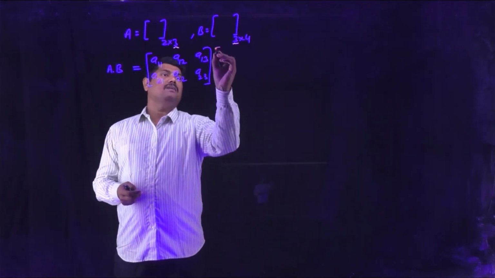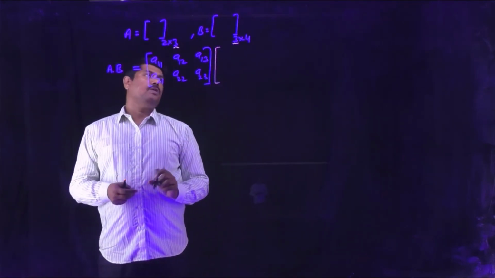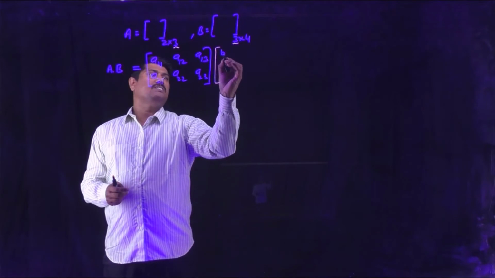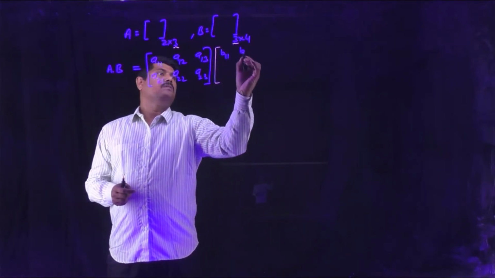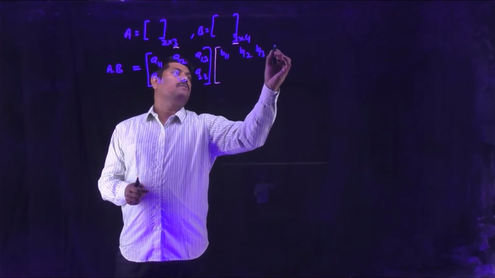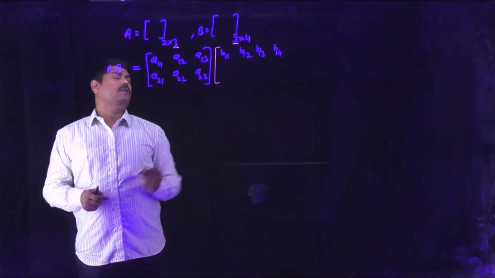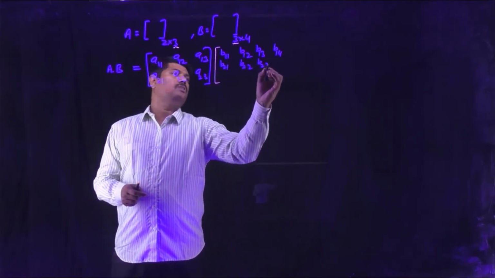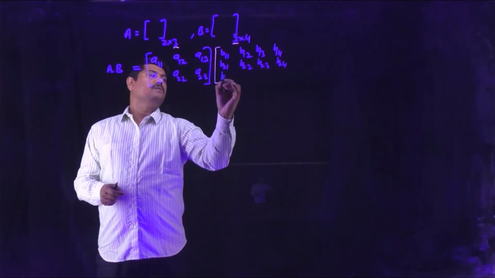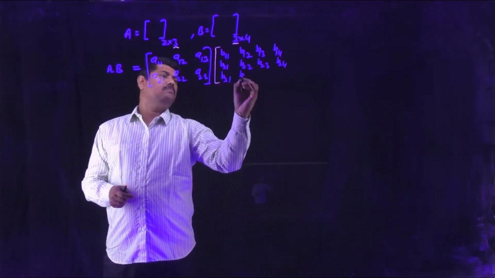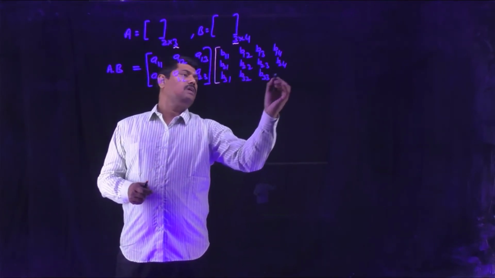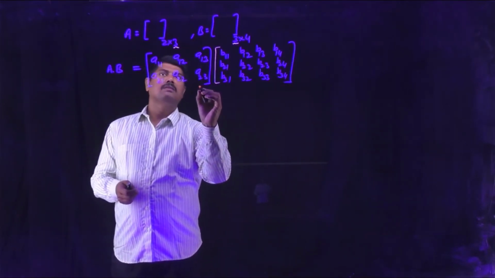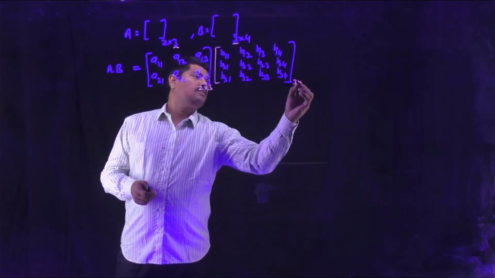Now let us consider B, which contains 3 rows and 4 columns. Let us denote the elements with Bij notation. So this is B11, first row first column, first row second column, first row third column, first row fourth column. Why? Because 4 columns are there. Then second row, first column, second column, third column, fourth column. We come to third row, first column, second column, third column, fourth column element. So this is of order 2 by 3 and this is of order 3 by 4.